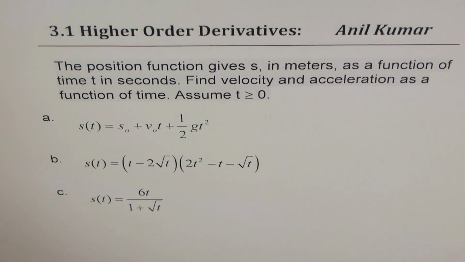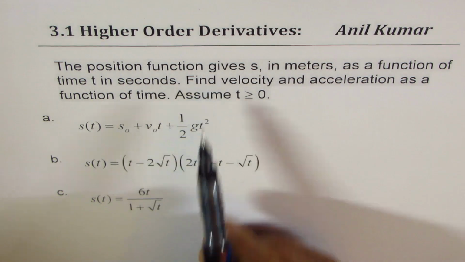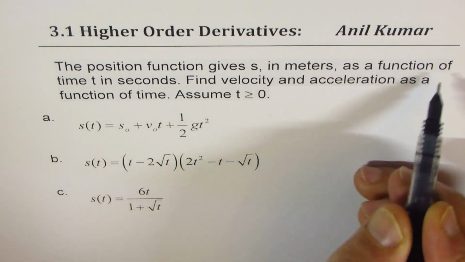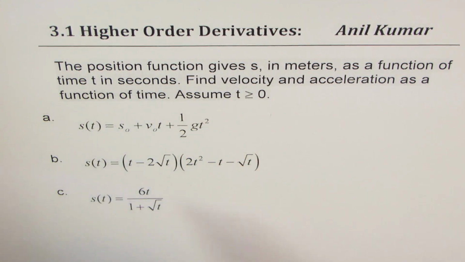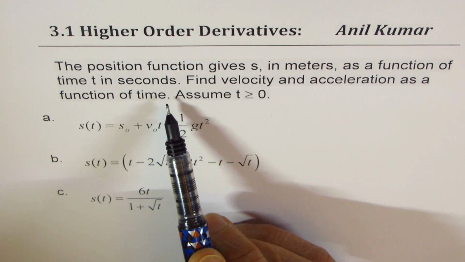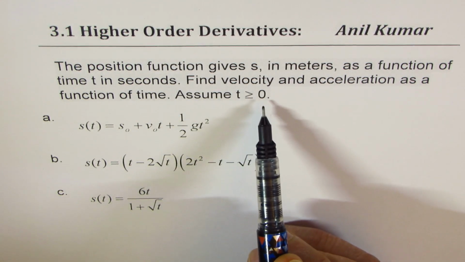I'm Anil Kumar. Let us discuss higher order derivatives and take some examples to practice. The position function gives s in meters as a function of time t in seconds. Find velocity and acceleration as a function of time. Assume t is greater than or equal to 0.